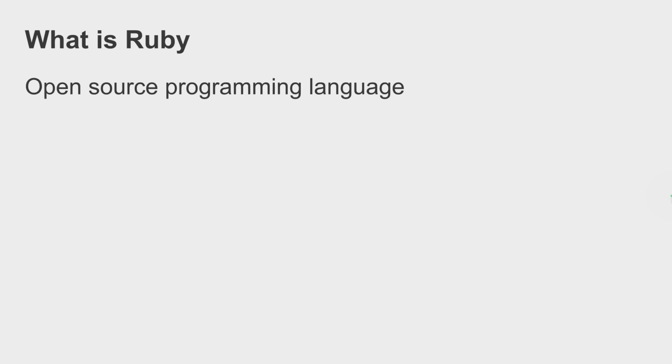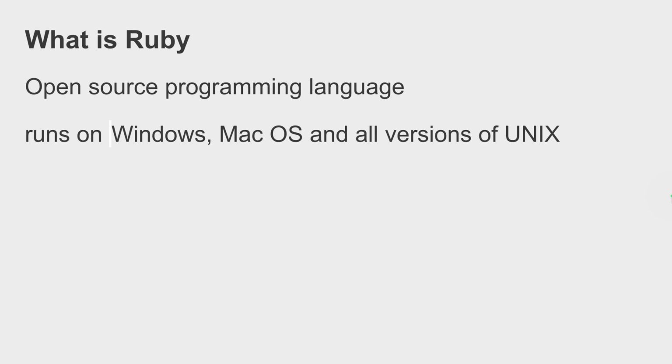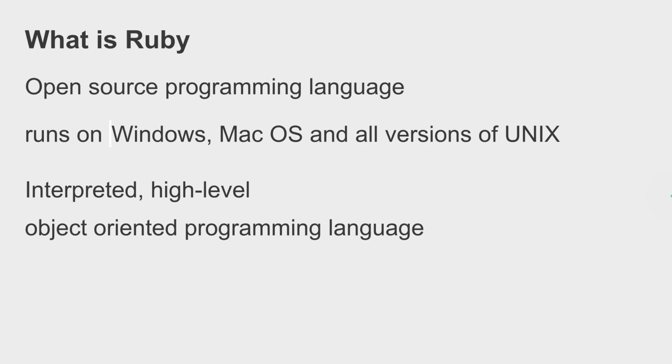Now Ruby is an open source programming language and it can be used on multiple platforms like Windows, Mac and all versions of UNIX. It is an interpreted, high-level and object-oriented programming language.